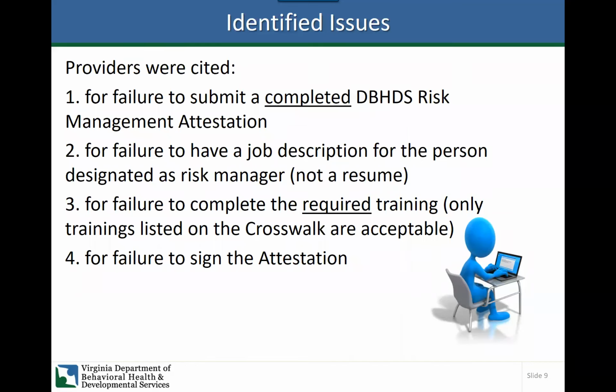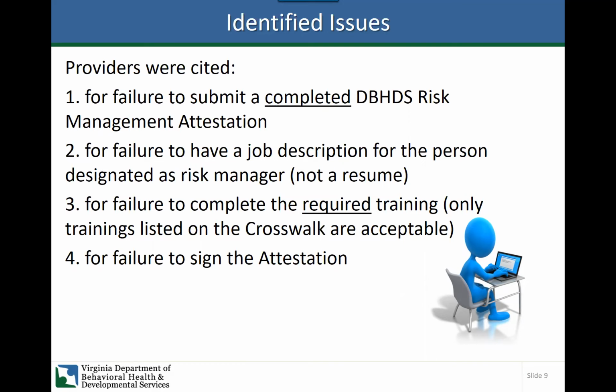And the document is to be signed and dated by the person designated as the risk manager and the person's supervisor. So for example, if a provider has a change in staff, someone resigns or changes responsibilities, the person assigned the risk management function, as evidenced by their job description, would need to complete the training and complete the attestation. And that completed attestation should be kept on file and then available upon request by the licensing specialist. So if you hire a new person, you need to complete the training and complete the attestation, and that person's job description should reflect this responsibility.